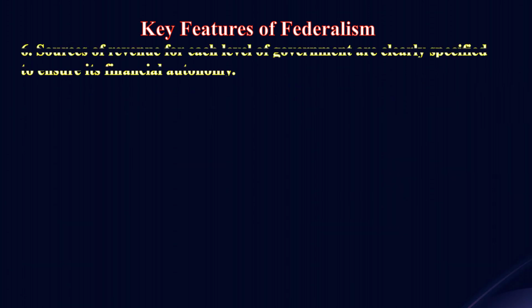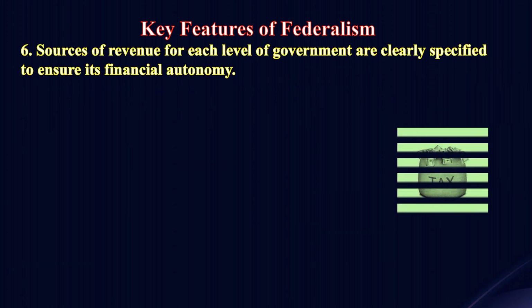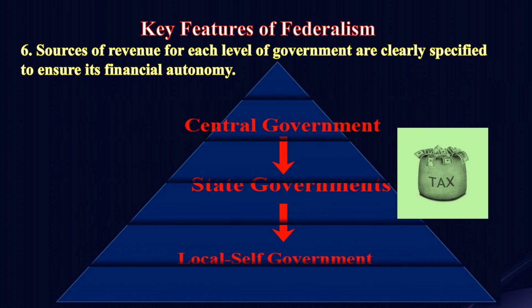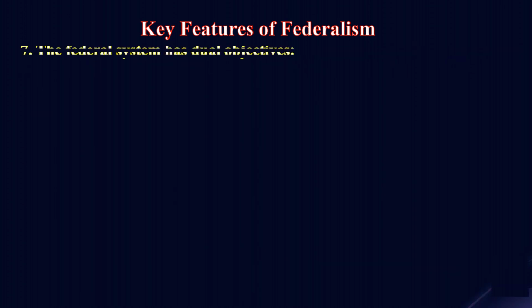Next important feature is sources of revenue, that is taxes. Sources of revenue for each level of government are clearly specified in order to maintain financial autonomy or financial freedom. Each level of government gets its own share of funds so that it can work for the people of the country. Another feature is the federal system has a dual objective.